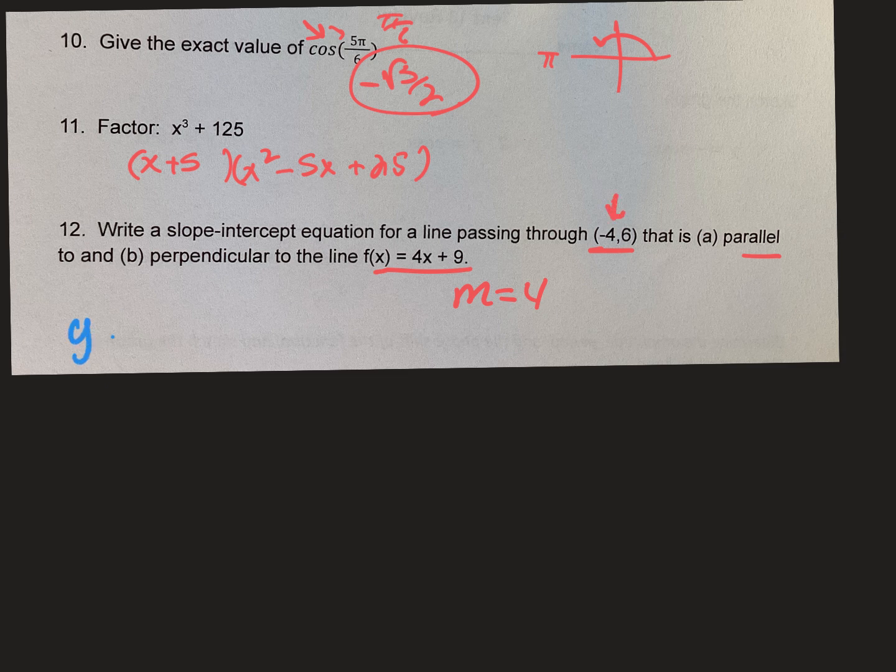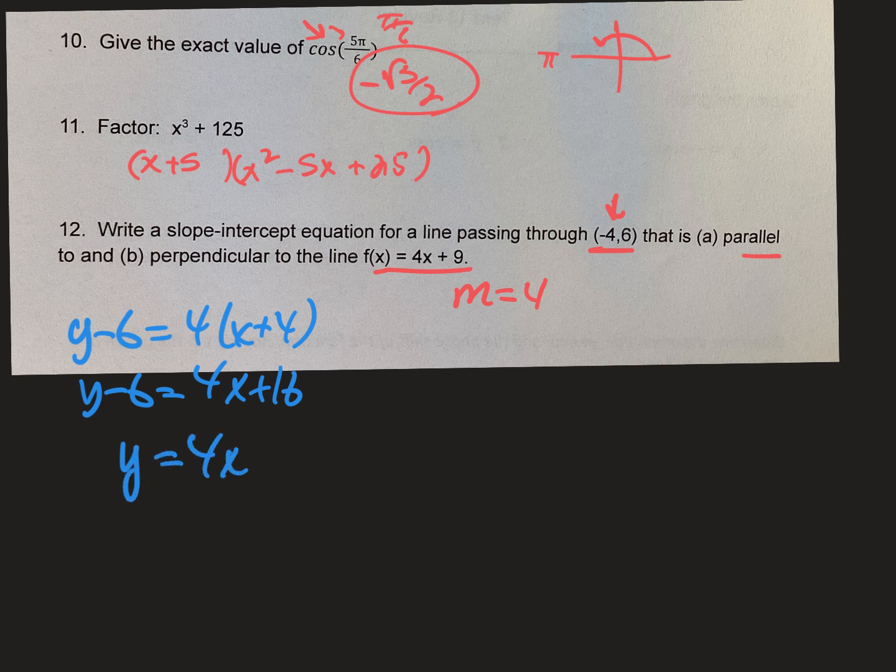There's my point. Point slope. So I'm going to go y minus the 6 equals 4 times x plus 4. Remember, it's opposite when you put it in there. So distribute the 4. This takes 2 steps. Distribute the 4 just like that, and then move the 6 over. If I move the 6 over there, it becomes plus 6, which is plus 22. Okay, there's the parallel. That's part A.